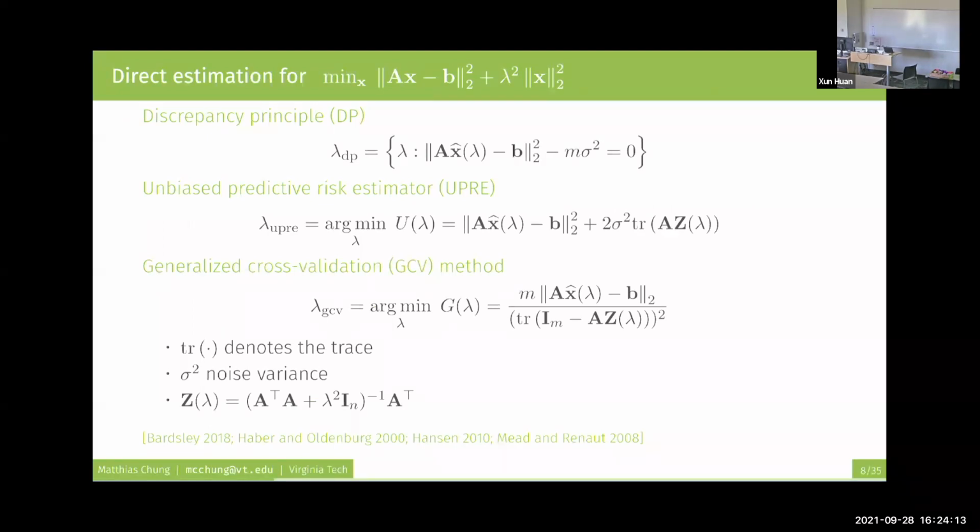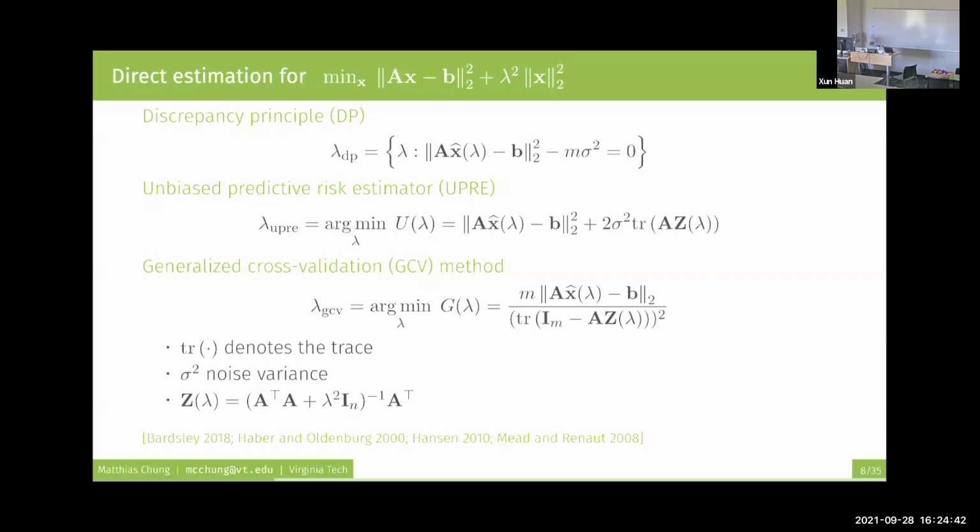Otherwise, they don't apply. Okay. So, and there are 3 here. There are more. There are many others. So, the discrepancy principle, essentially, whenever your residual hits the noise level, then you stop. Essentially, this one. And there are some others, and we don't need to talk in detail about this. They exist.